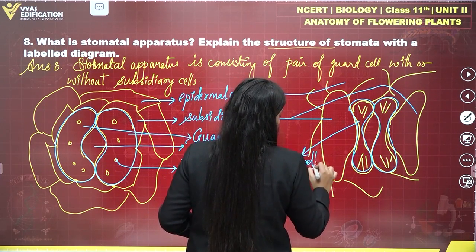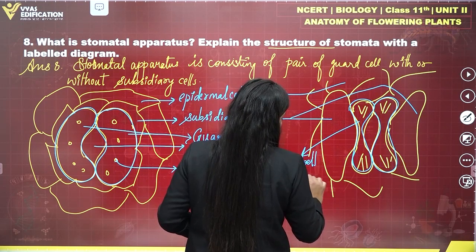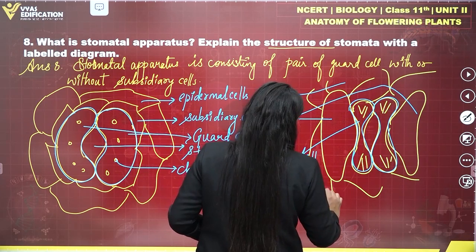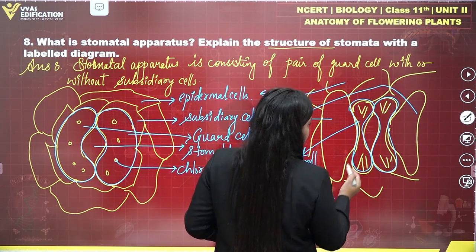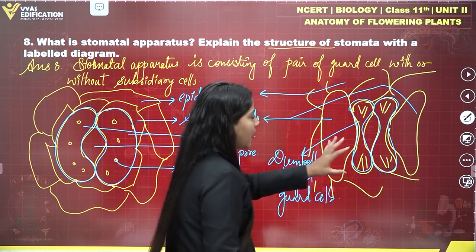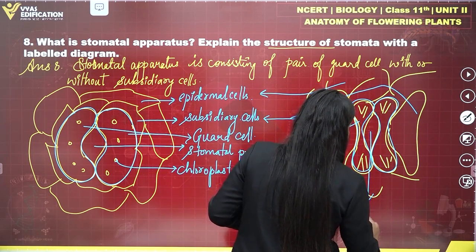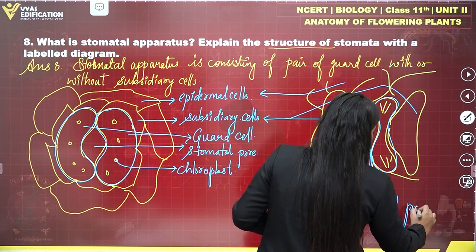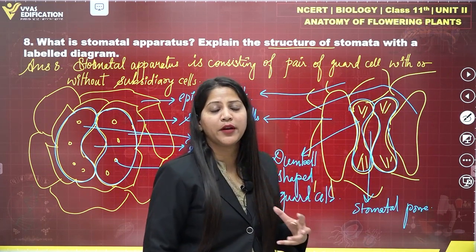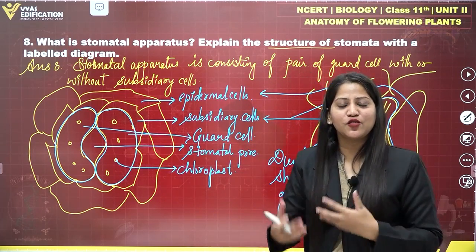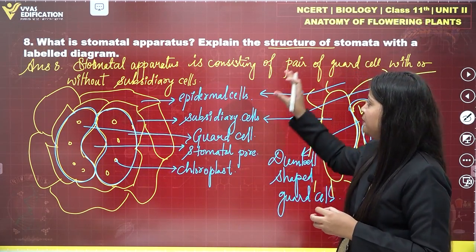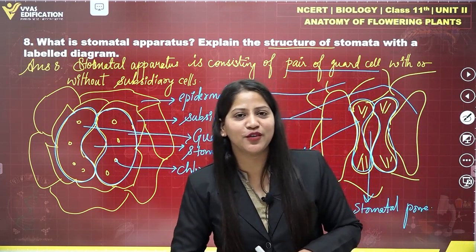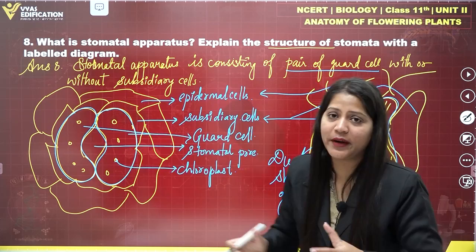So these are dumbbell shaped guard cells, and these are subsidiary cells, of course. These are guard cells, and the pore in between is the stomatal pore. Right? This is the stomatal pore. So now we know what a stomatal apparatus is. It consists of a pair of guard cells along with or without subsidiary cells. This is a stomatal apparatus.